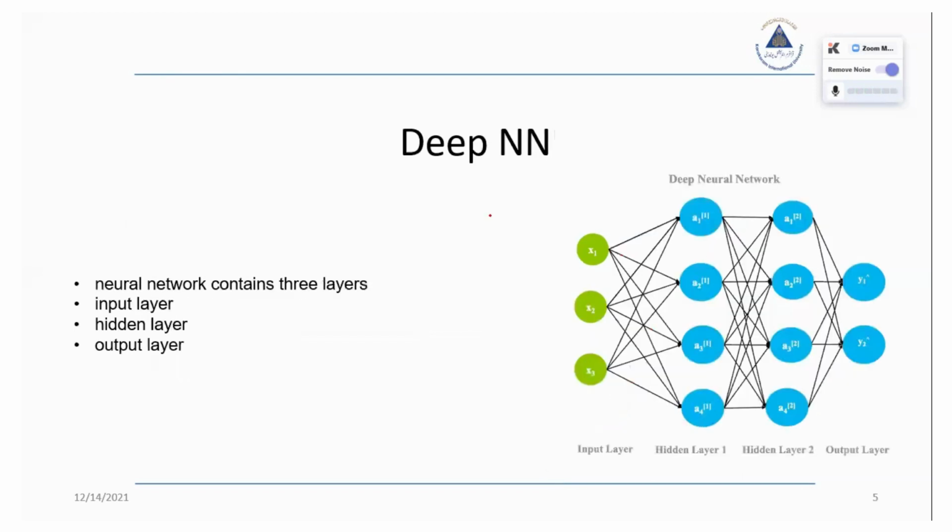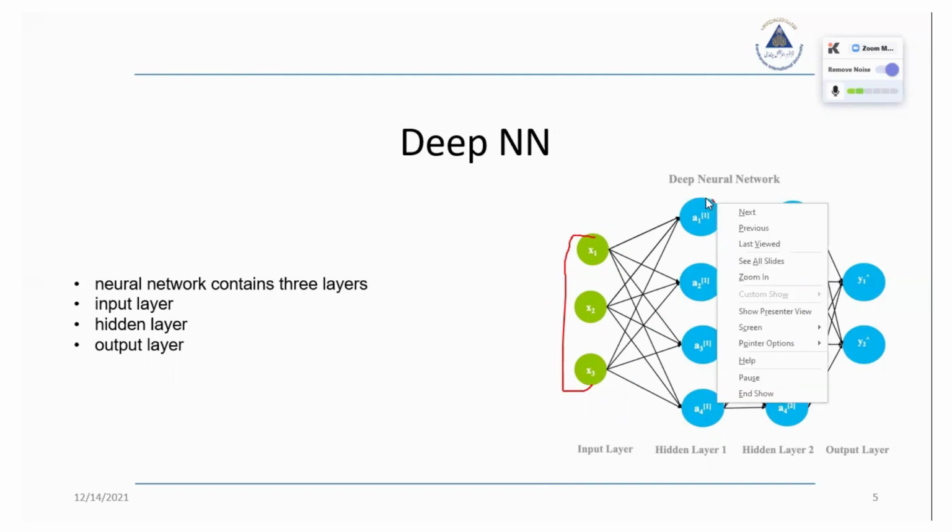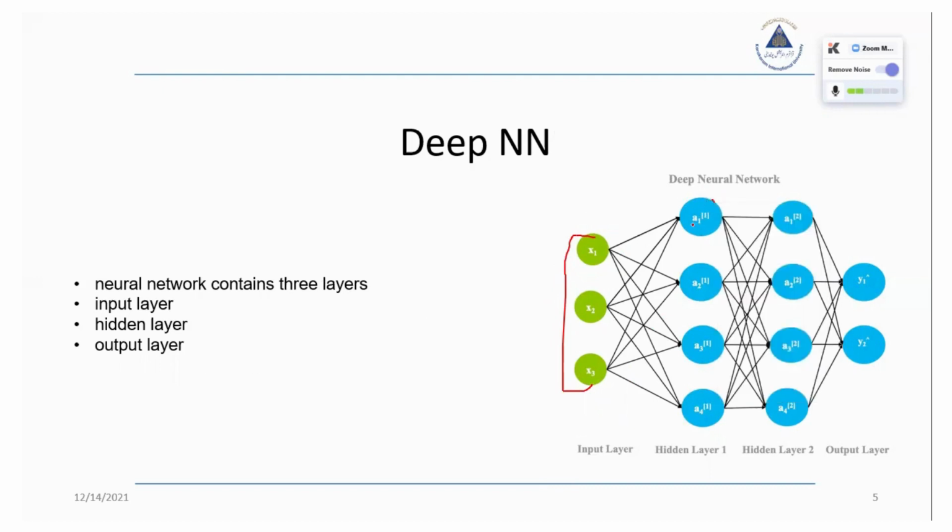In deep neural networks, we take such neurons in layers. There are basically three types of layers in a deep neural network. The first one is the input layer. Here you can see this is the input layer, and then we have hidden layers. These are the hidden layers, where the first neuron of the first hidden layer is A11, and the second neuron of the first hidden layer is A21, similarly. Then we have another hidden layer here, and at the last we have the output layer. At the output layer we have only two neurons.